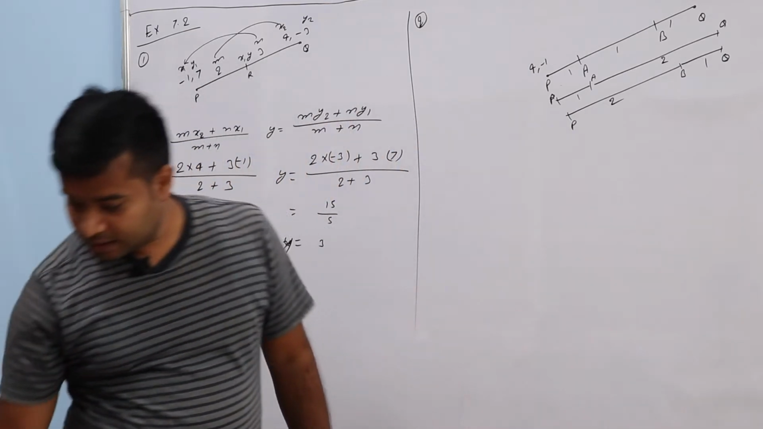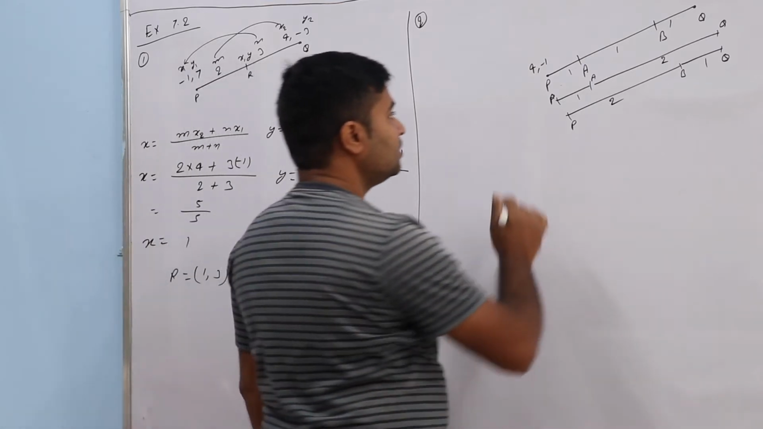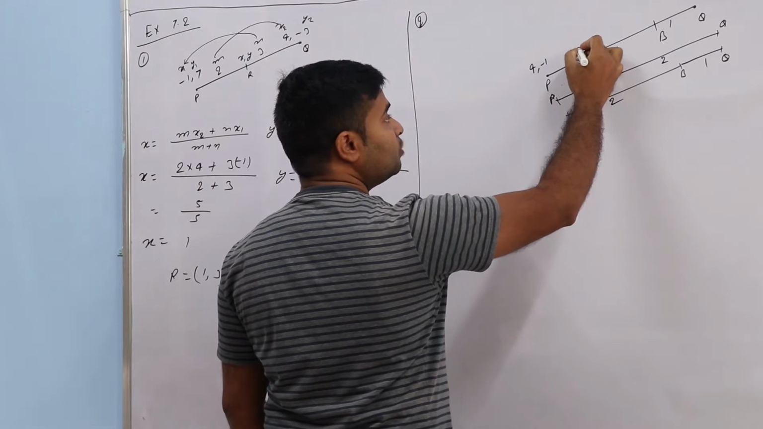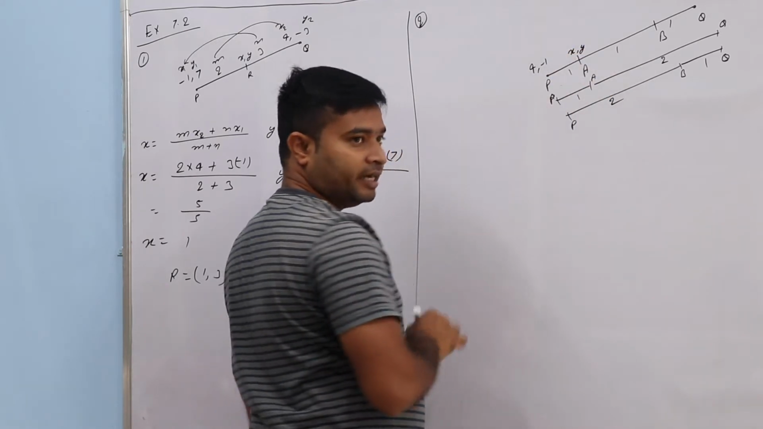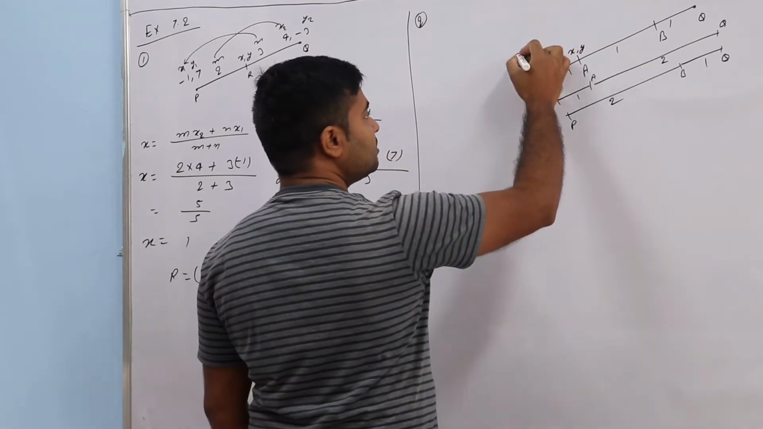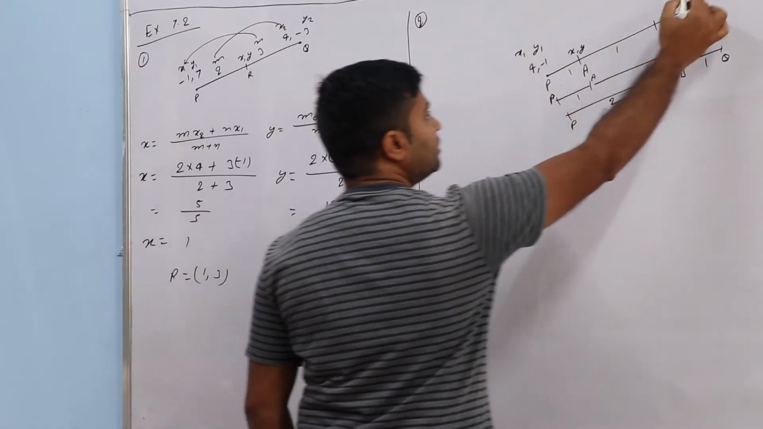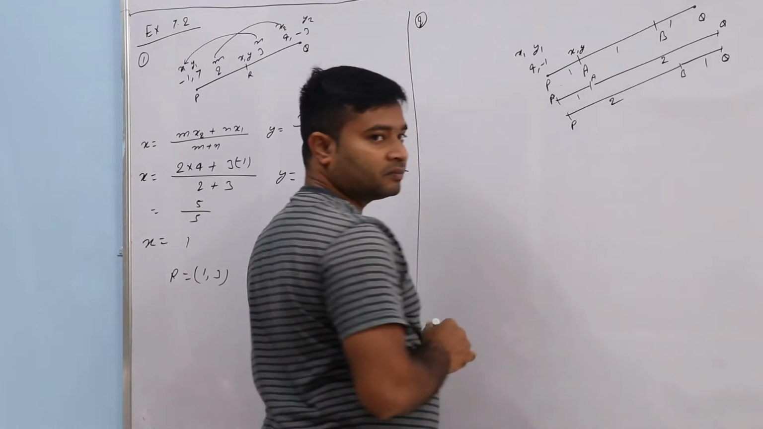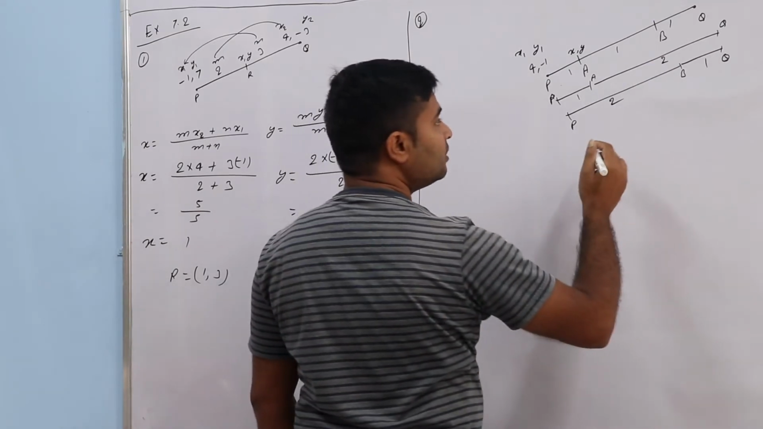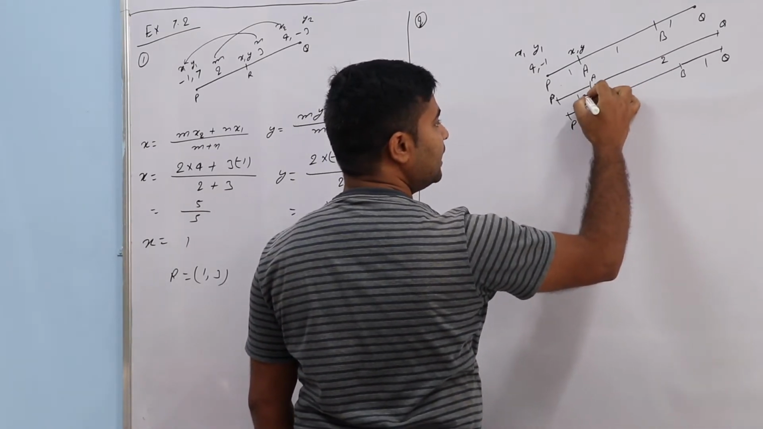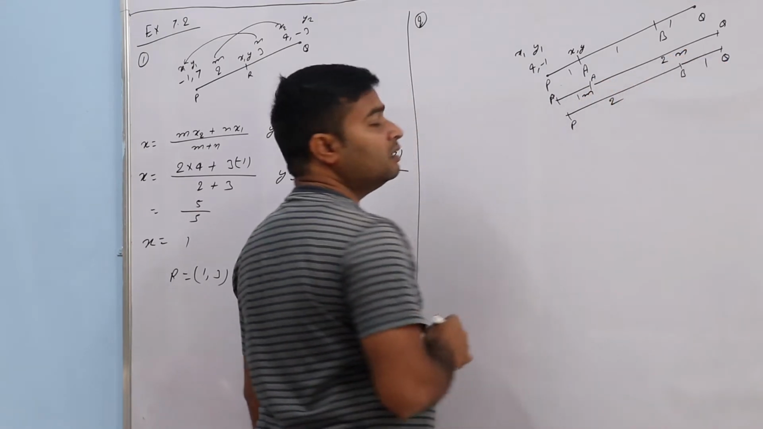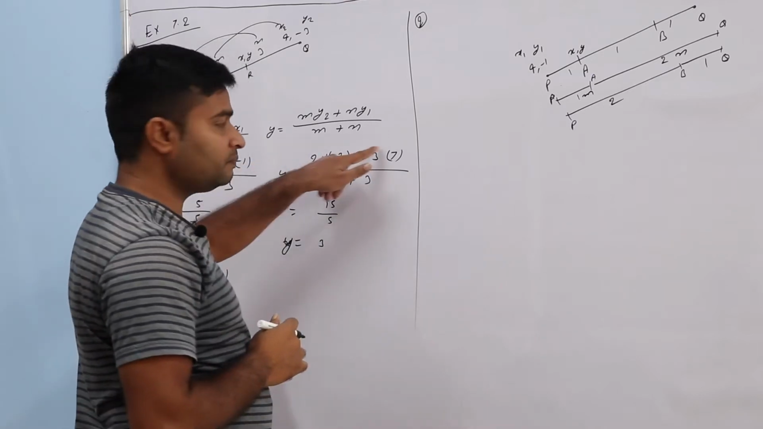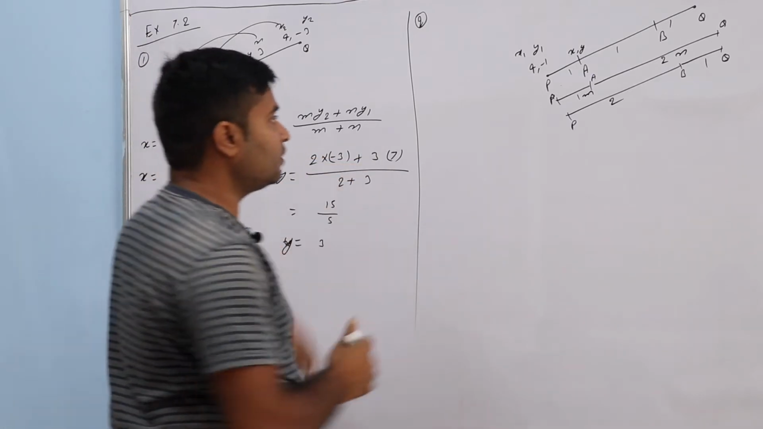First we are trying to find point A. Assuming A is equal to x, y. This is x1, y1, x2, y2, and this is m, this is n. True? Now apply the same formula.